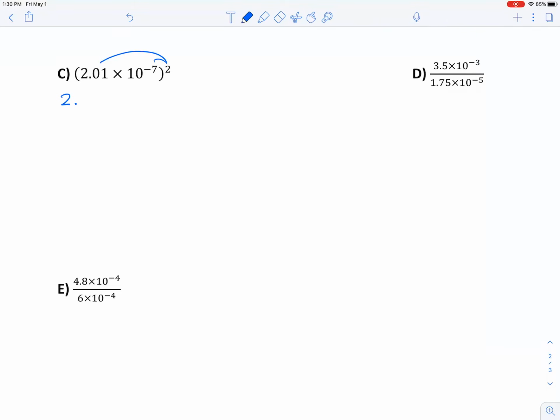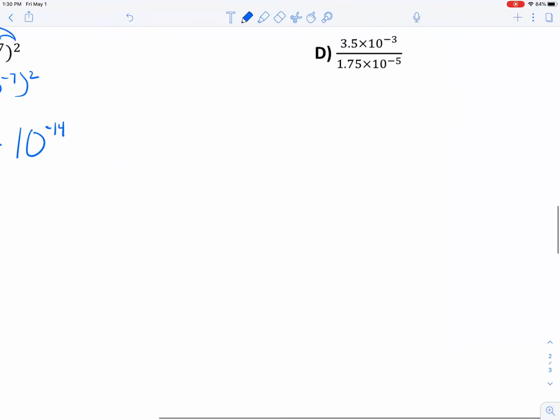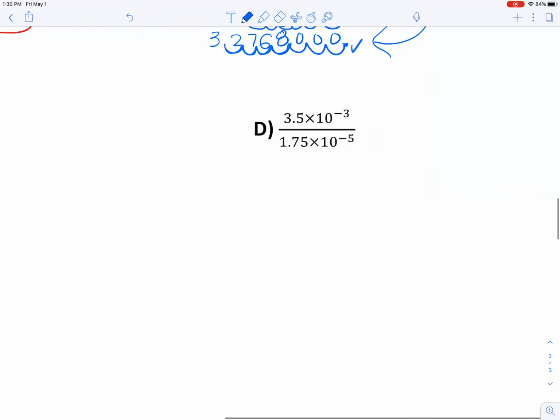Okay, let's do letter C. Very similar to letter B. We're going to distribute that through. So we have 2.01 squared times 10 to the negative 7th squared. 2.01 squared is 4.0401 using a calculator. And then we have times 10 to the, and it's going to be negative 14. The reason it's negative 14 is because you multiply that negative 7 with the 2.